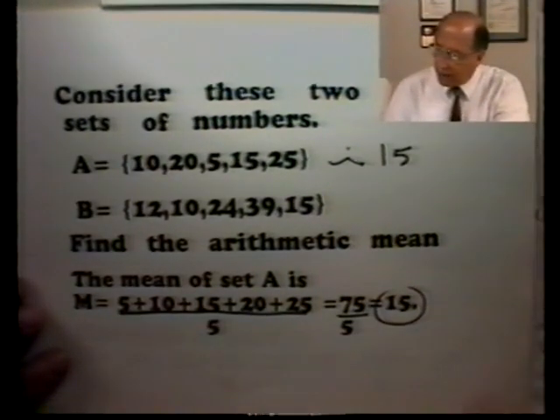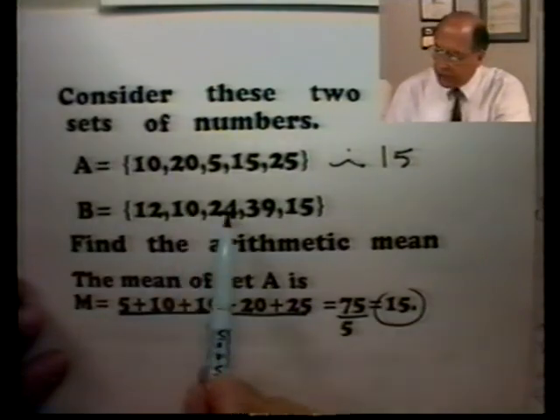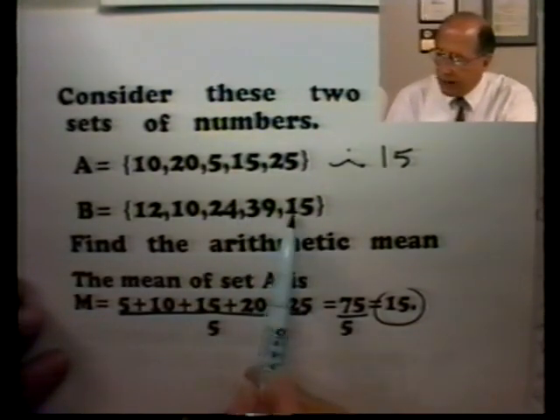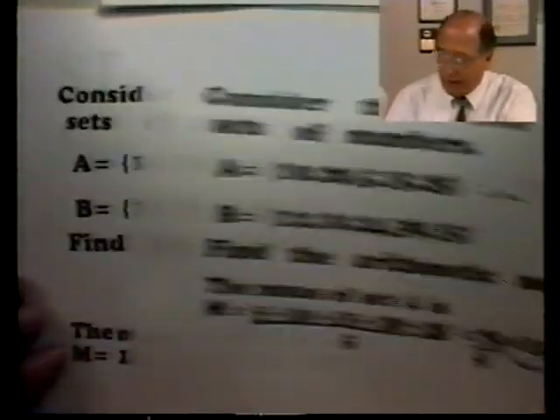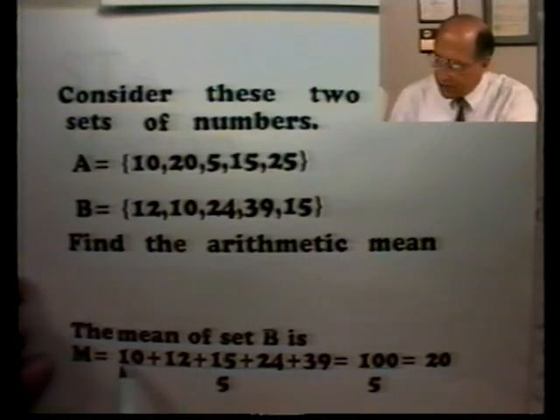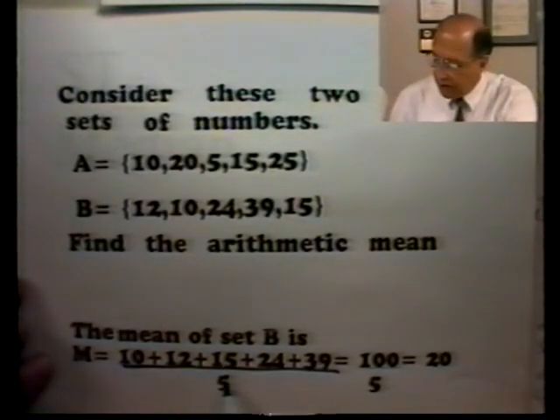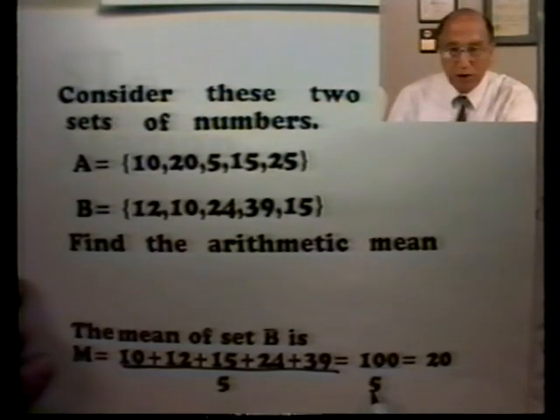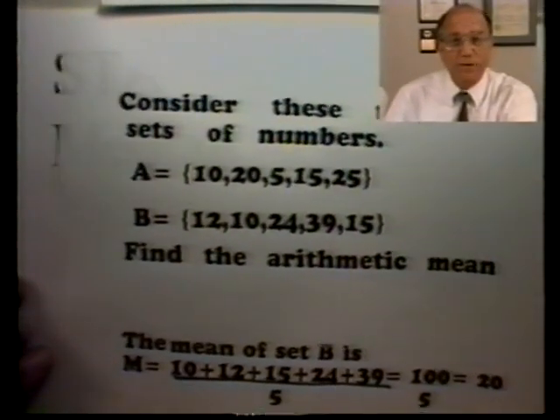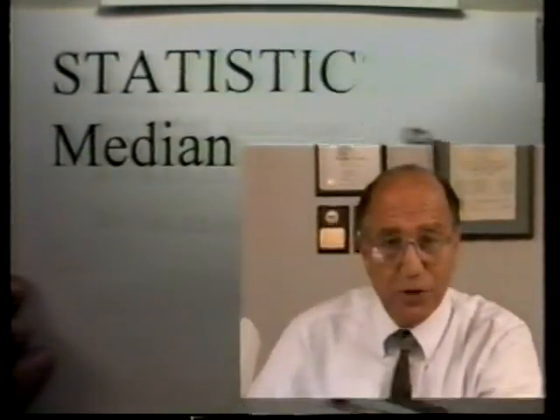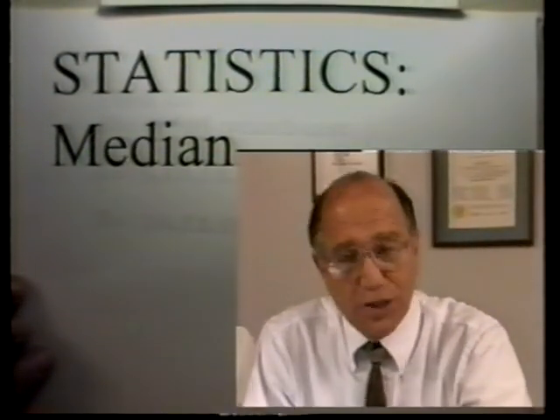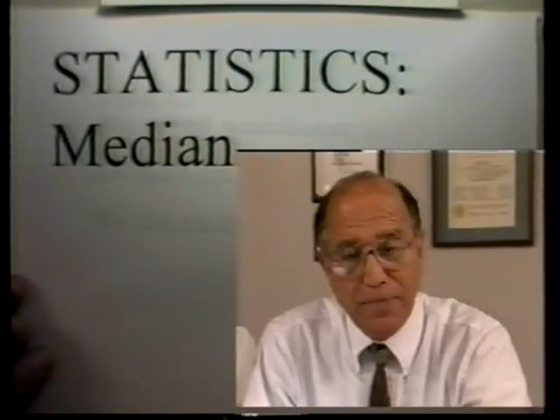Now next, we have another one, 12, 10, 24, 39, and 15. Let's find the mean. Well, to find the mean for that, you just add them and divide by 5. The answer will be 100 over 5, which is 20. And everybody knows how to find the average of their test scores. That average of your test scores that you are finding, that's what we mean by the arithmetic mean.